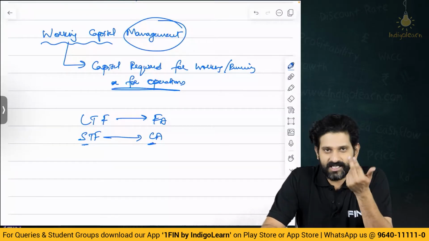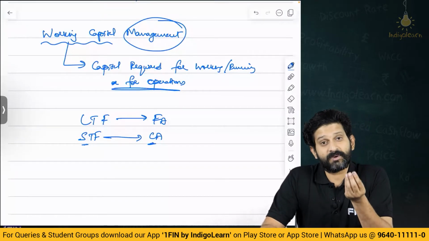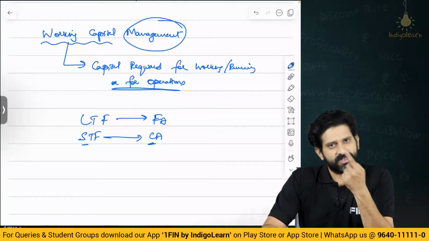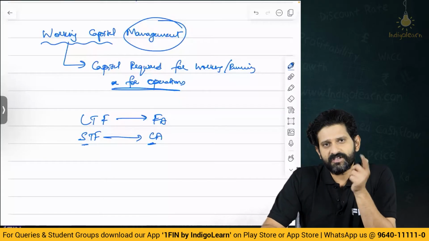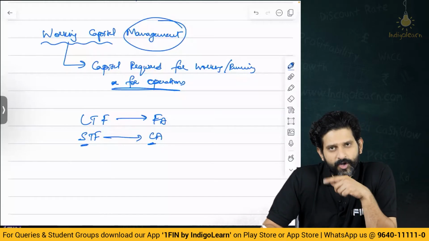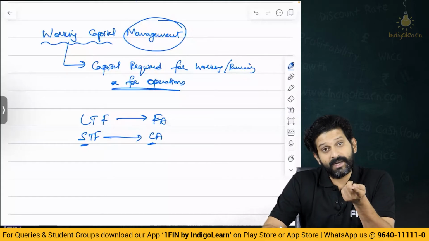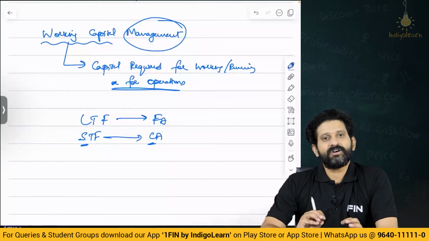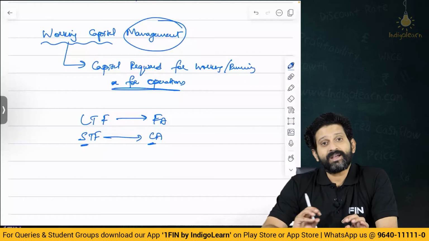Meaning what? Current assets by current liabilities, 2:1. Current assets are expected to be at least twice the current liabilities. Meaning, current assets should be more than current liabilities. Yes. Then if current liabilities are used for funding current assets, do you think the current liabilities will be completely utilized for current assets? No. A part of current assets are funded by current liabilities.